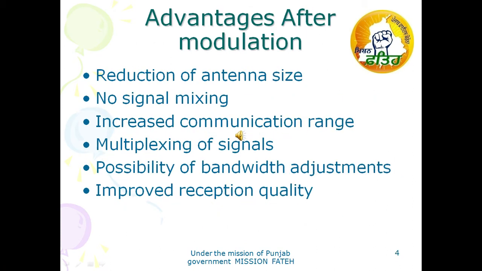Now, advantages of modulation. First is reduced height of the antenna, as discussed before. Second, no signal mixing or reduced noise. Third, increased communication range, meaning long distance communication is possible. Fourth, multiplexing of the signals. It means many information signals are transmitted on the same channel. Fifth, possibility of bandwidth adjustment. And the last one is to improve the quality of reception of the signal.